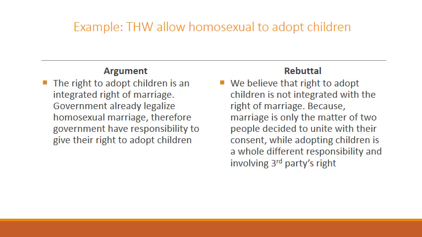The point is that it's not simply to provide a negation or not point, but how you later elaborate your reason why it is not integrated. You could say, for example, because marriage is only a matter of two people deciding to unite with their consent, while adopting children is a whole different responsibility and involves the third party's right. Therefore, it is not integrated. So you say that it is integrated because it is legalized and granted by the government, but you as the negative side of the house could say another way that it is not integrated, but why and how.